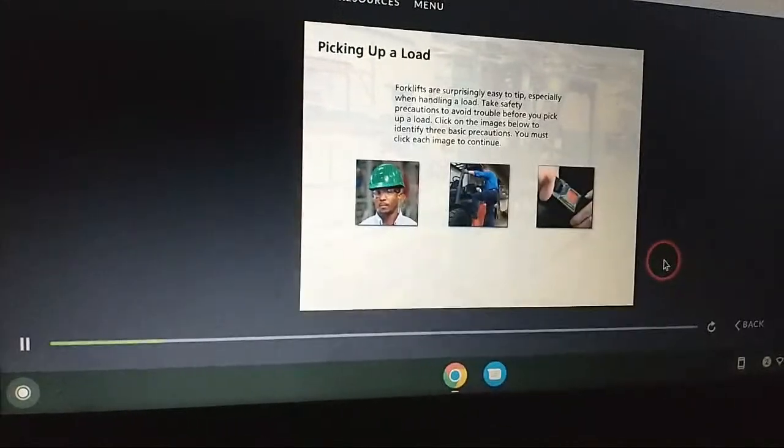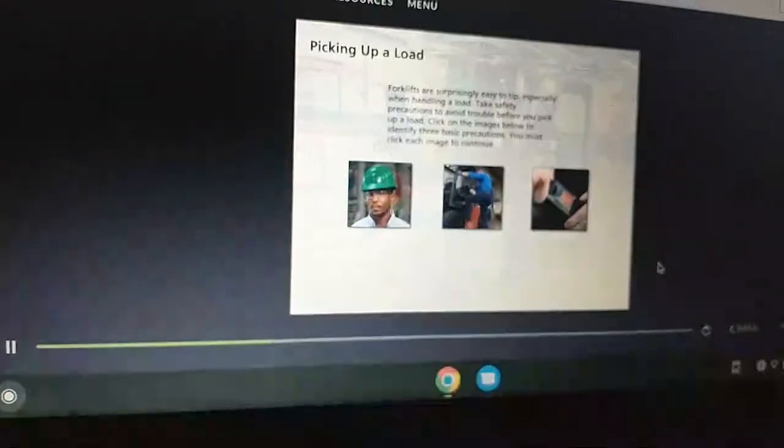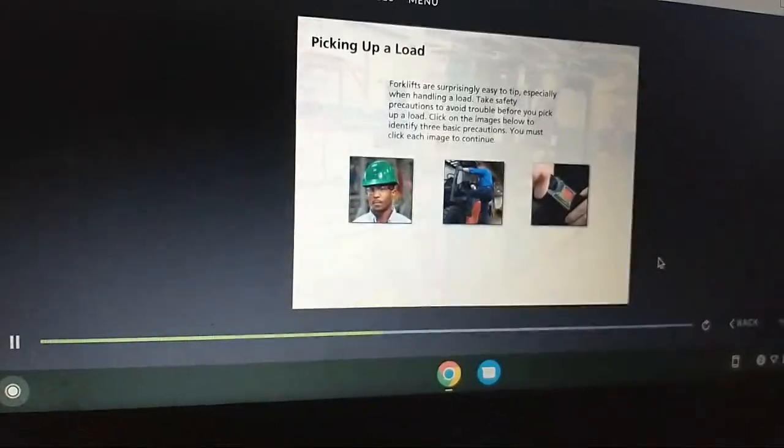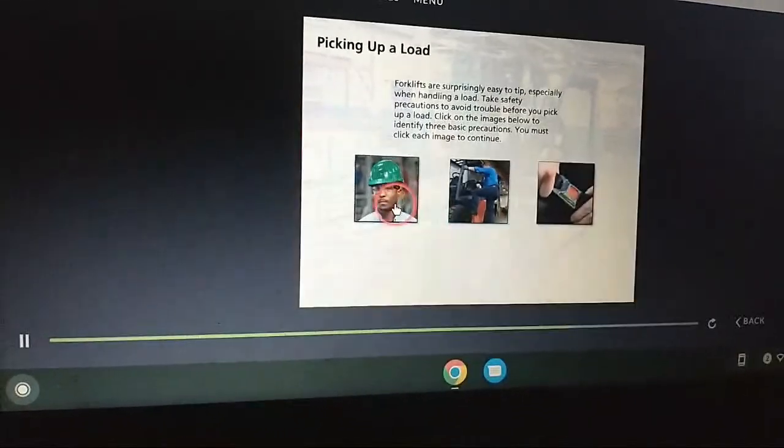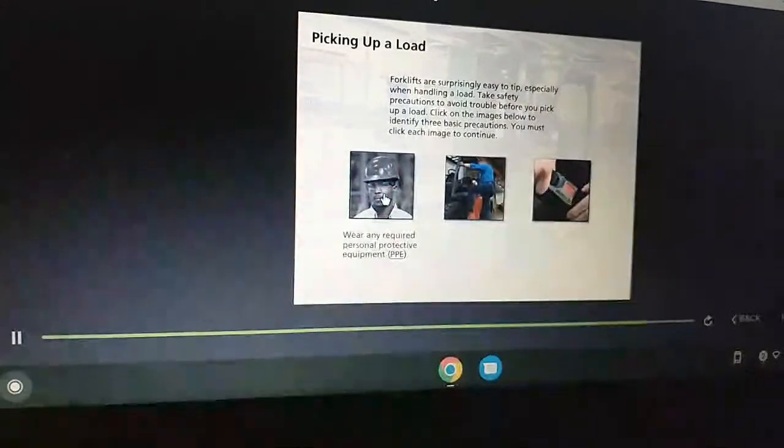Forklifts are surprisingly easy to tip, especially when handling a load. Take safety precautions to avoid trouble before you pick up a load. Click on the images below to identify 3 basic precautions. You must click each image to continue.